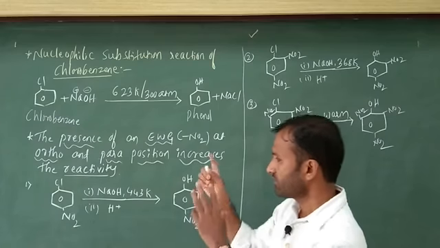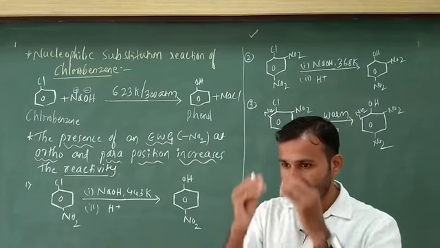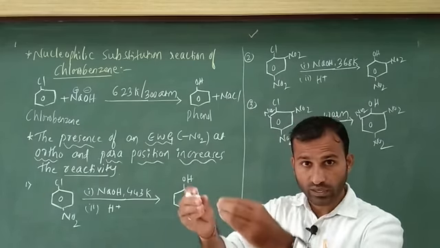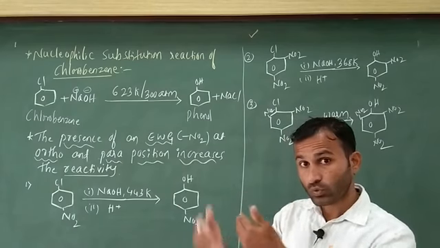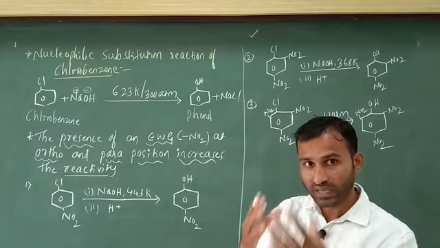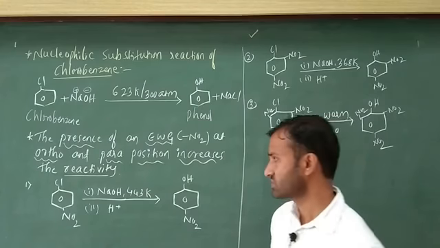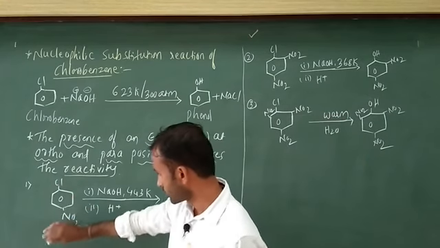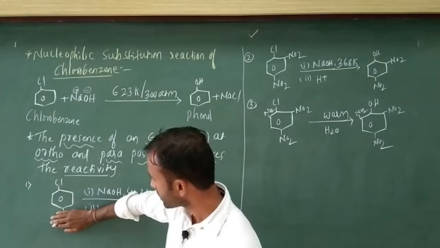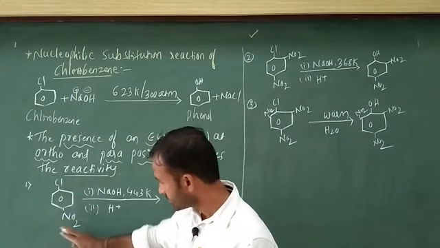Here, if an electron withdrawing group is attached to a benzene ring, that is, a haloarene, automatically the reactivity is going to increase. Next question: why does the reactivity increase? Don't worry about this part. What is the name of this one? Tell me. Chlorobenzene. This has an NO2 attached.